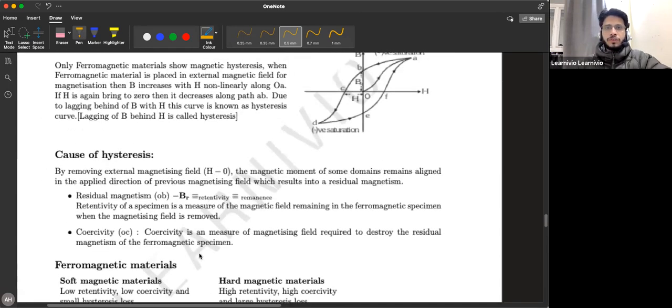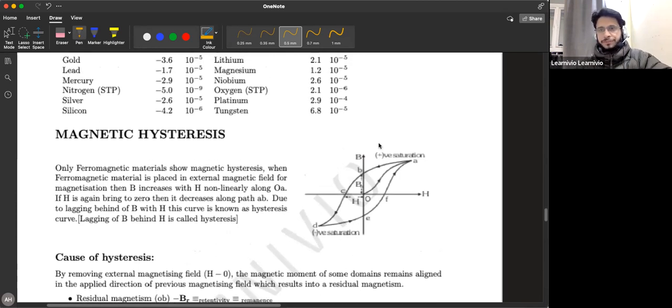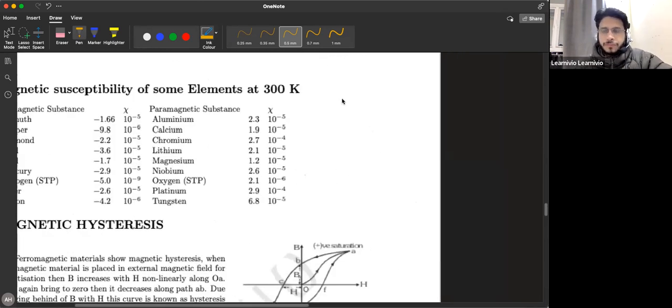Next, we have one thing which is known as hysteresis. So to understand hysteresis, see here. See, this is a ferromagnetic material. And these are the domains here.